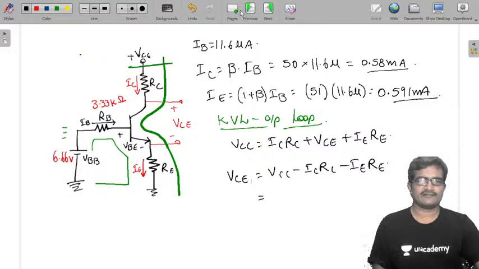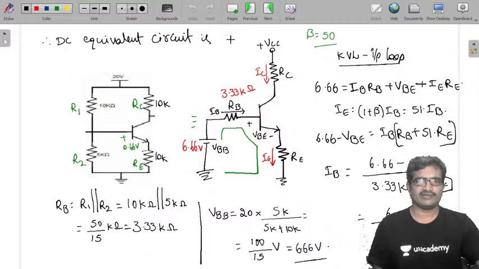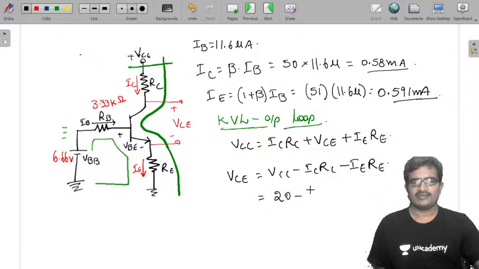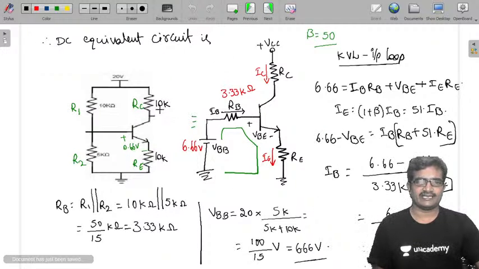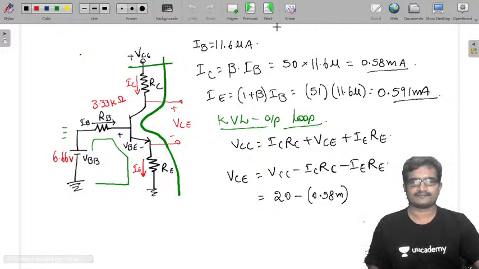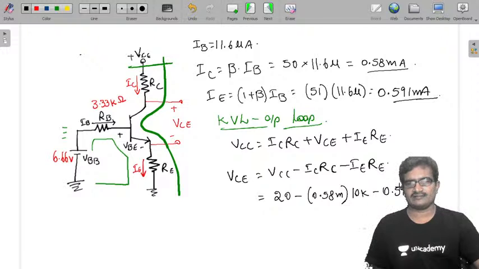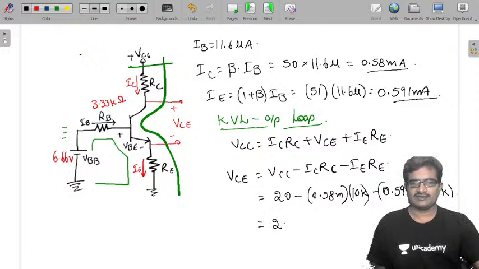Just substitute values. They gave VCC as 20 volts, minus IC, we got 0.58 milli, into RC. RC is 10 kilo ohms, RE also 10 kilo ohms, minus IE, 0.591 milli into 10k. Here also 10k. Simplify this. The k and milli get cancelled. It is 20 minus 5.8 volts minus 5.91 volts.